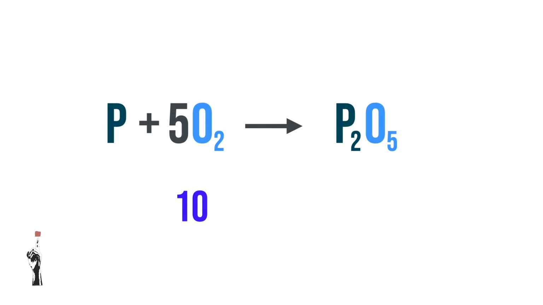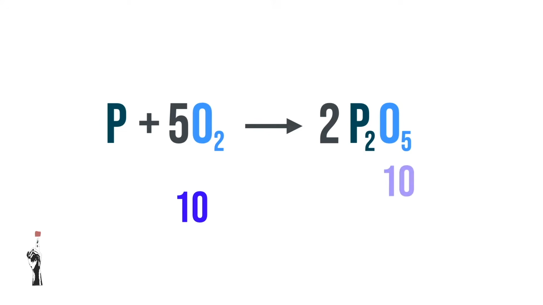On my right-hand side, I cannot add any number between the phosphorus or the oxygen. It must be in front of the entire compound. I already have 5 oxygen atoms on my right-hand side. If I were to place a 2 in front of the phosphorus pentoxide, I will now have 10 oxygen atoms on my right-hand side.